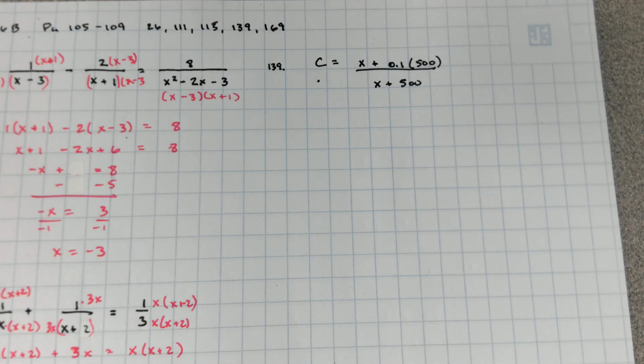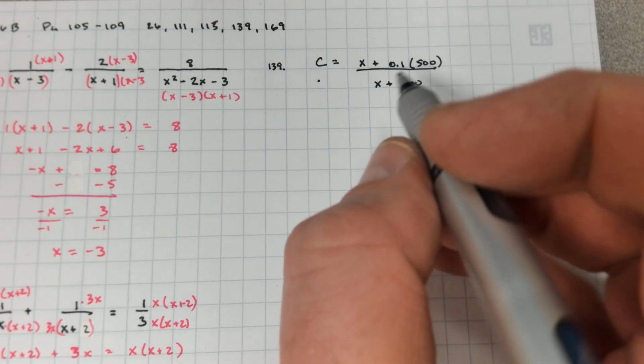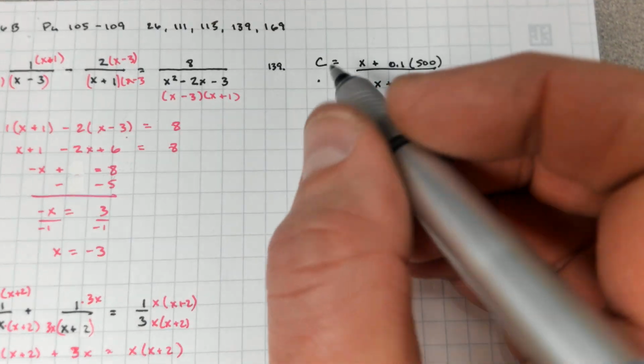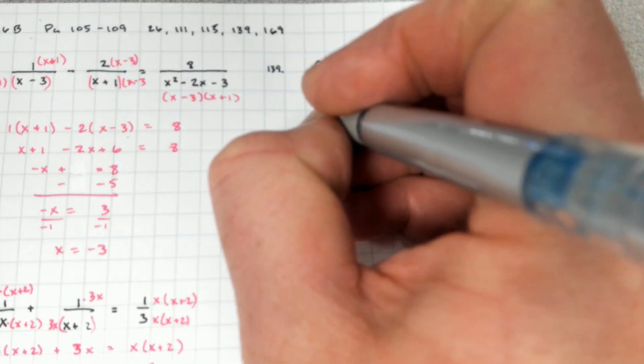Alright, 139 gives us the equation shown there. It says a company wants to increase the 10% peroxide content of its product by adding pure peroxide, 100% peroxide. If x liters of pure peroxide are added to 500 liters of its 10% solution, the concentration C of the new mixture is given by that equation. How many liters of pure peroxide should be added to produce a new product that's 28% peroxide? So basically what we're saying here is we want our concentration to be 28%. So 28% would be 0.28.